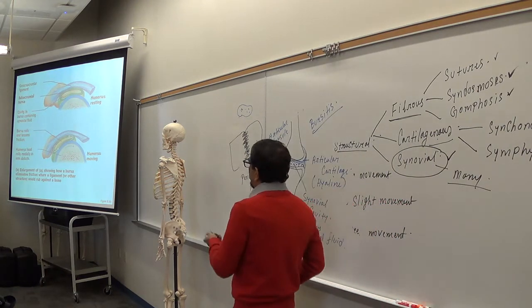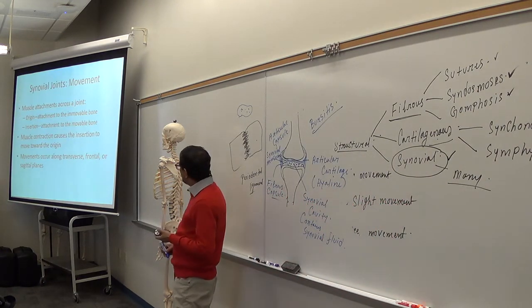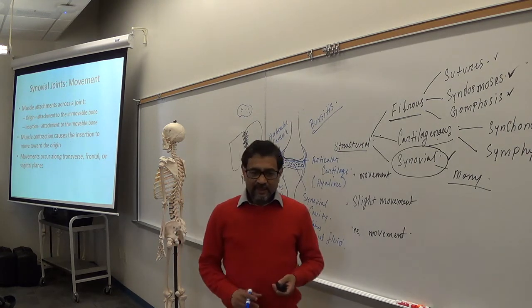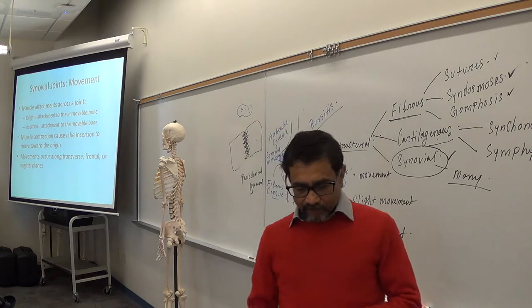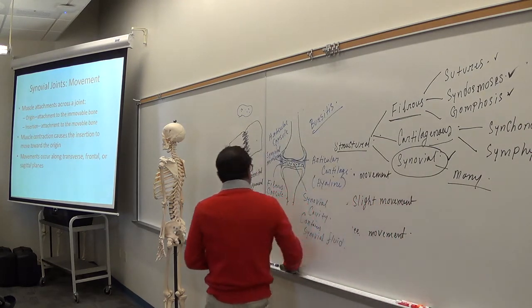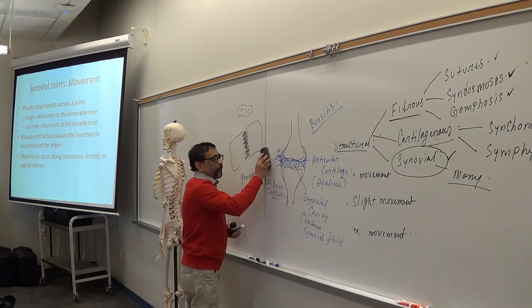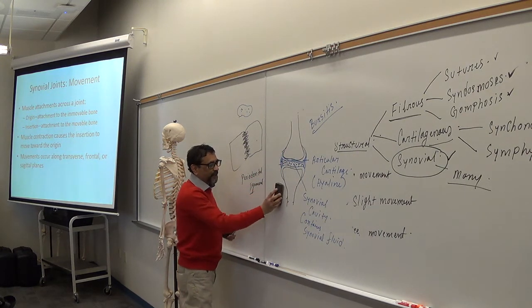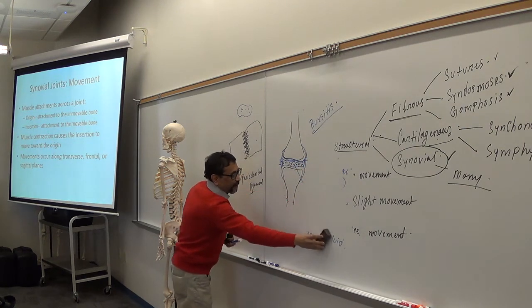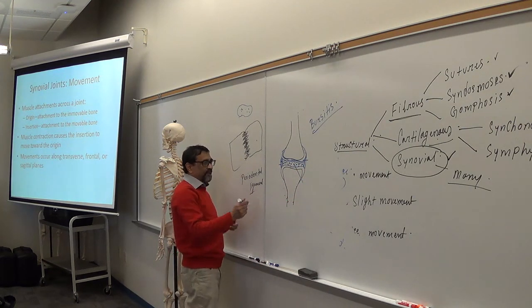So that's how the bursa works. Movement. Different types of movements occur in synovial joints. Now, muscles move the bones at the joints. We know that.